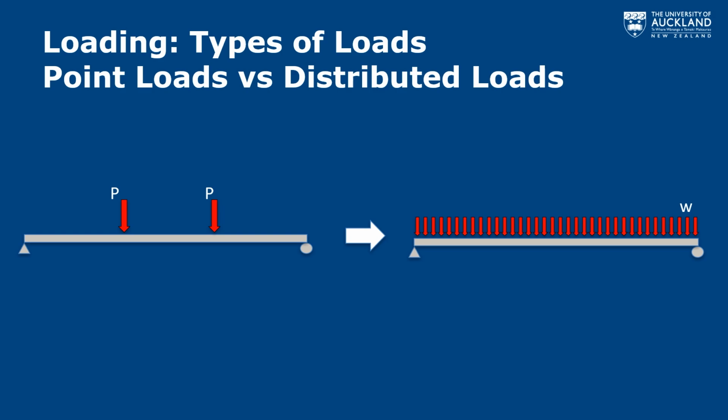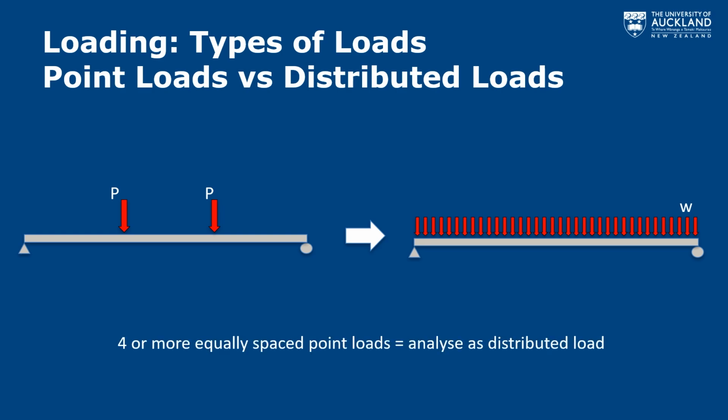So the question is, at what point do we go from point loads to UDL? Is it when we have 3 point loads, 2 point loads, 6 point loads? Well, the common rule is that when we have 4 or more equally spaced point loads, we will treat that as a uniformly distributed load. That is a common approximation for most structural engineering calculations.